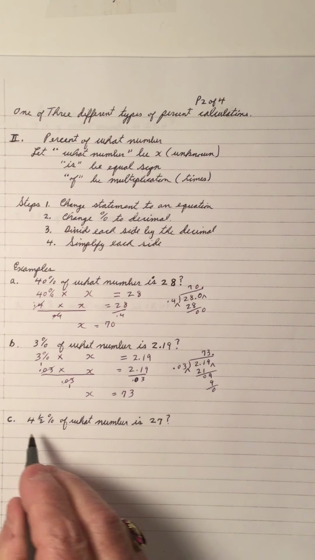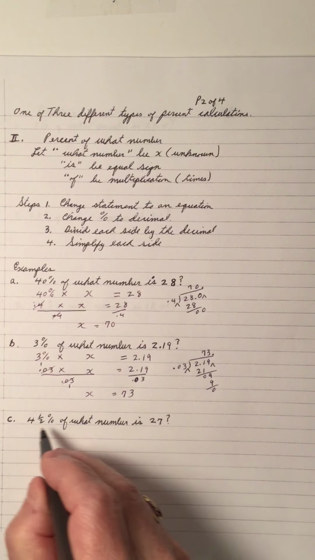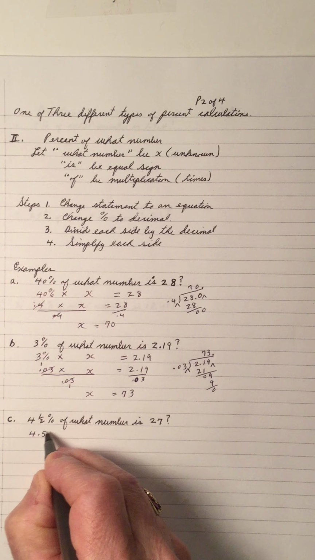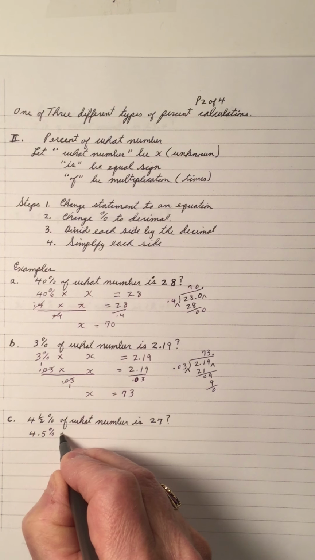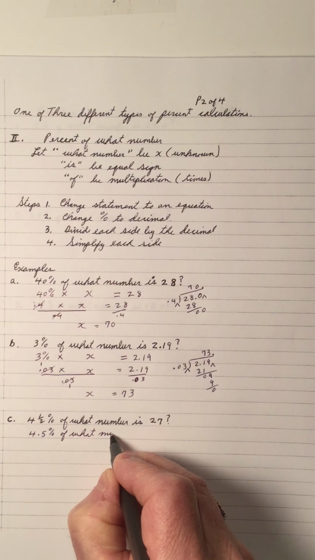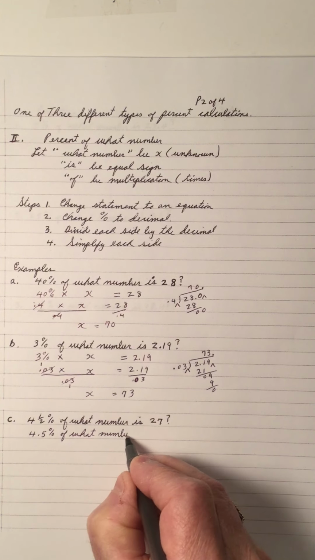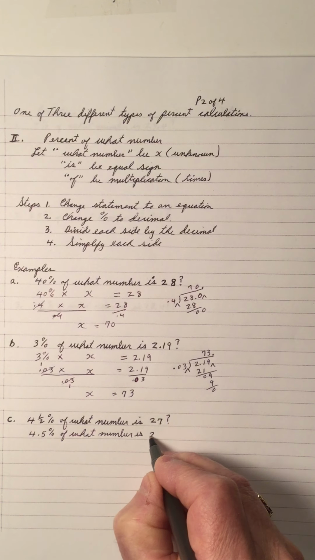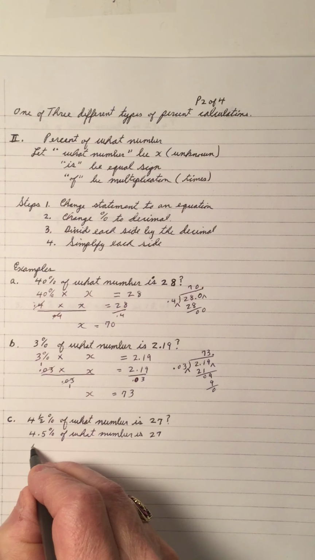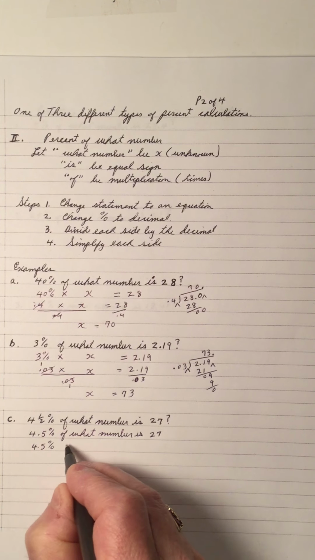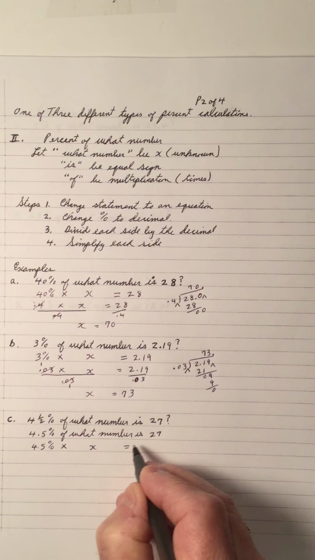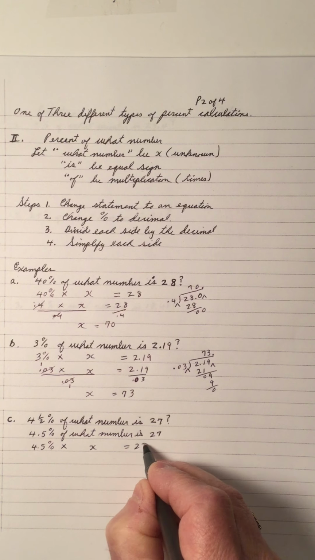C. 4.5% of what number is 27? So 4.5%, change your half to 0.5 first. Remember, you should know that 1 half is decimal 0.5. You should have learned it. Now, 4.5%, "of" is the multiplication. What number is the unknown x. "Is" is the equal sign, 27.